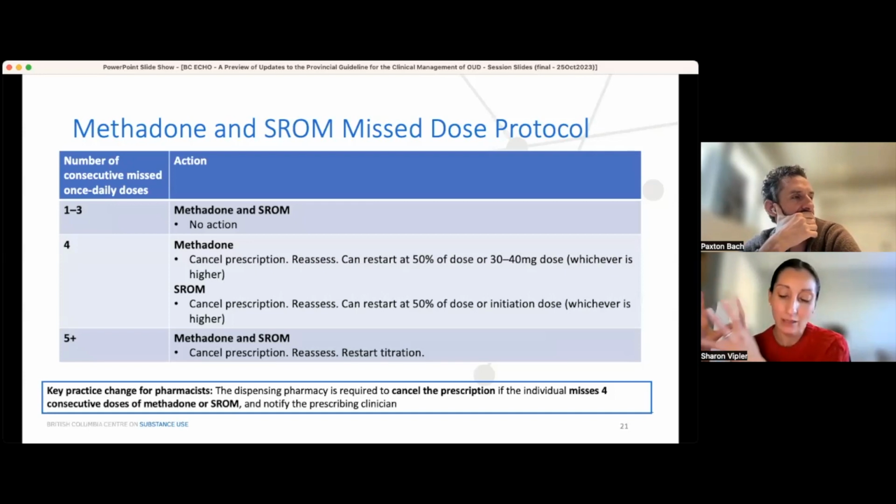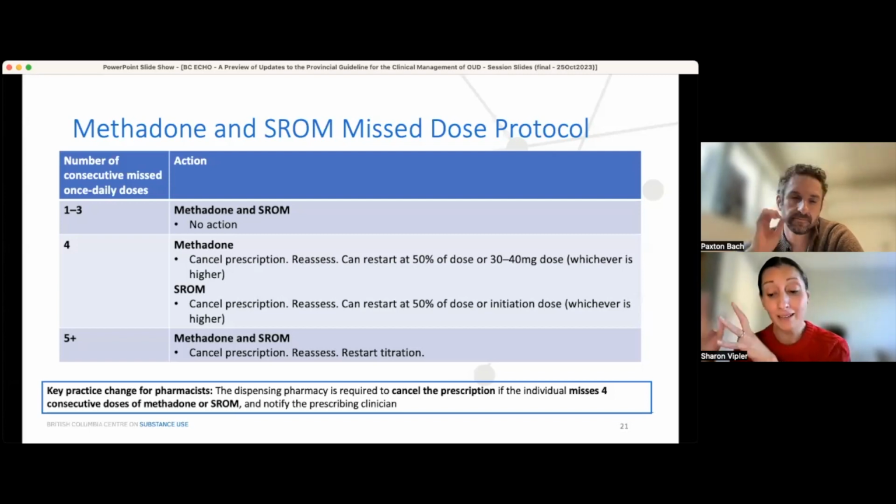The idea is really minimizing unnecessary dose reductions that may disrupt treatment, affect treatment retention, and further destabilize an individual. So medication can be resumed without change after 3 missed doses, and obviously every time you make this decision, it's a case-by-case assessment. In line with the new guideline, the dispensing pharmacy can cancel the prescription as well. There is some fine-tuning work being done with our pharmacy colleagues around that, but it will reflect the guidance.